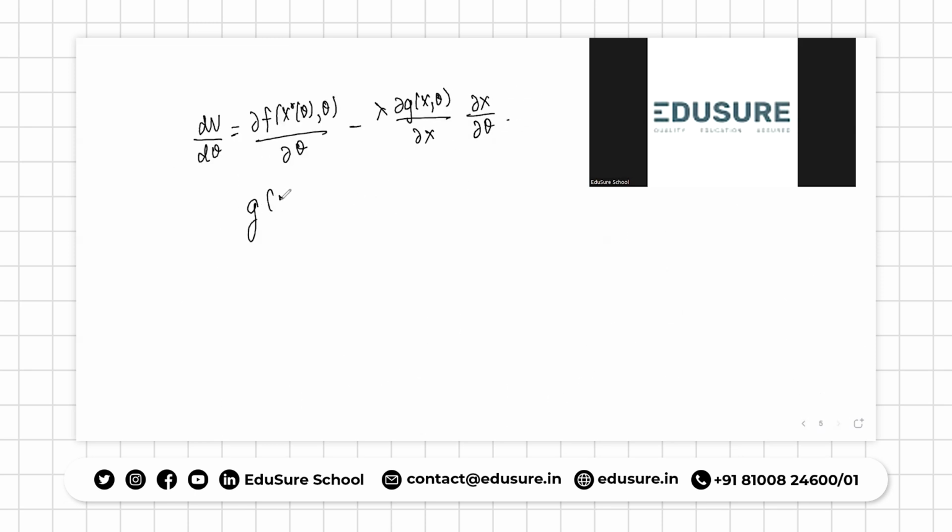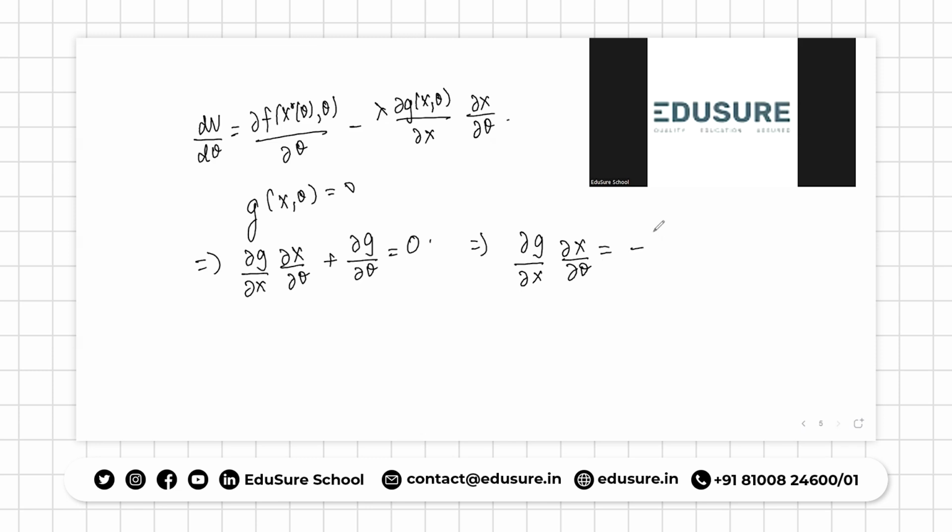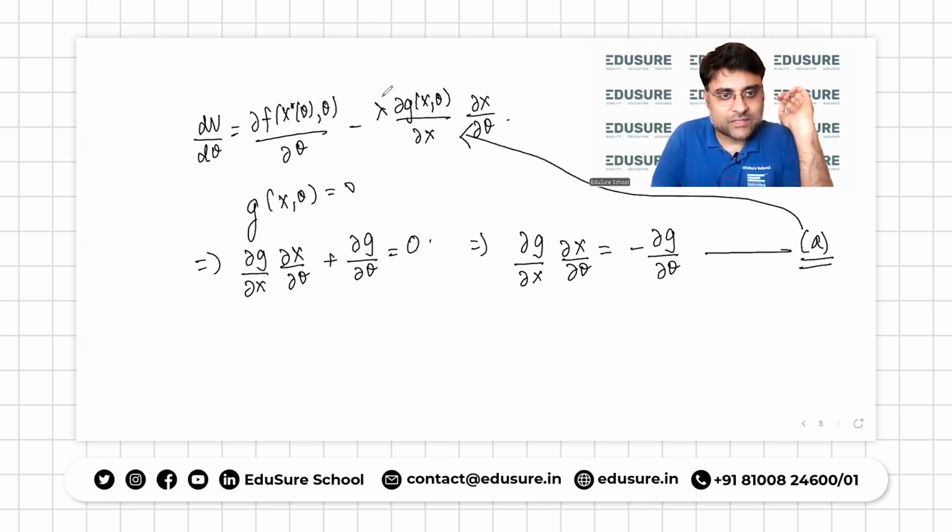Now we know that g(x, theta) is equal to 0. So if I differentiate this, I'll get del g del x del x del theta plus del g del theta is equal to 0. Okay. So what do I have? I have basically del g del x del x del theta is equal to minus del g del theta. Extremely important result. I call this result A. Put this result A in this expression.